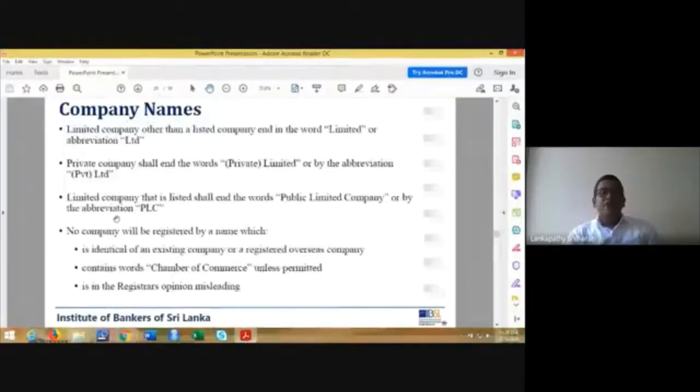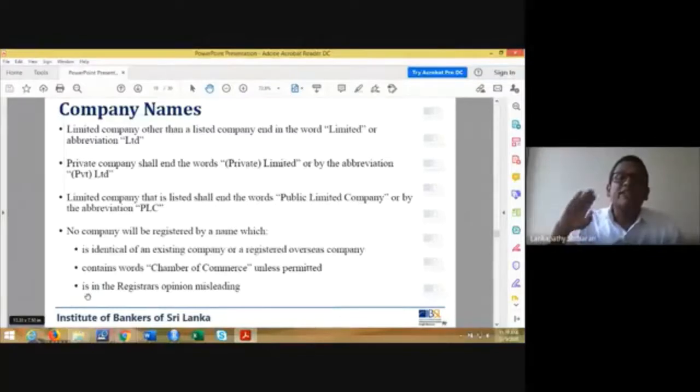Here, the first condition is that no company will be registered by a name which is identical to an existing company. The second one is if the company name contains the words Chamber of Commerce, unless permitted by the minister, they won't accept this name. And if the company registrar is of the opinion that this name will mislead the people, they will not allow that name to be used as a company name. So these are the three general clauses under which a company name will not be allowed to be registered.